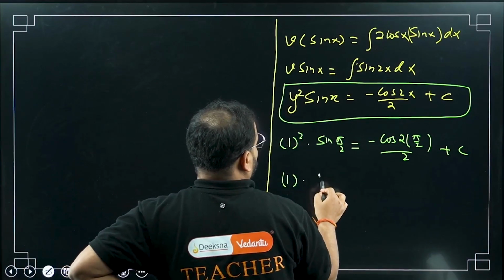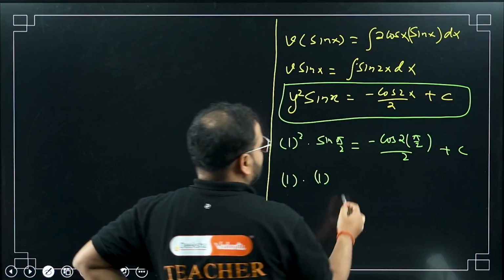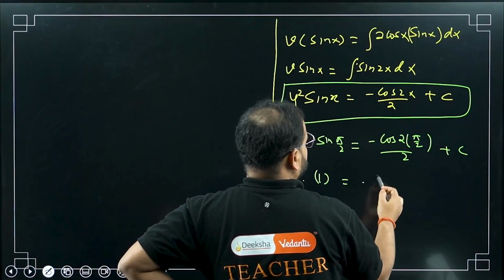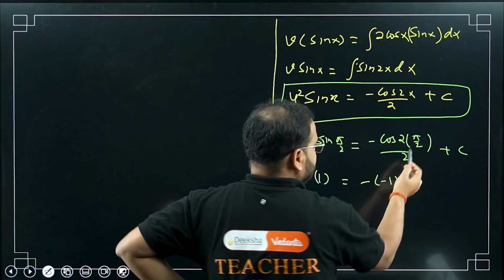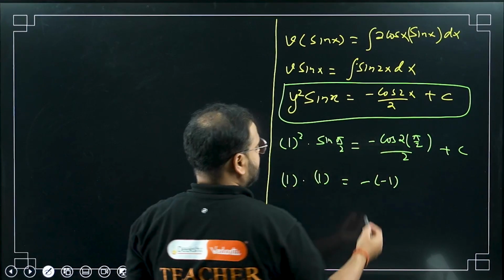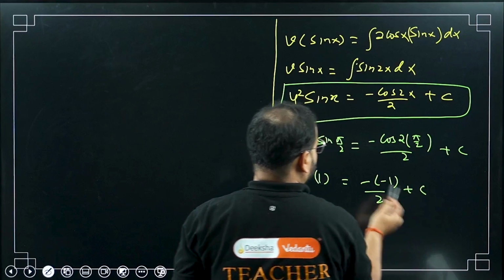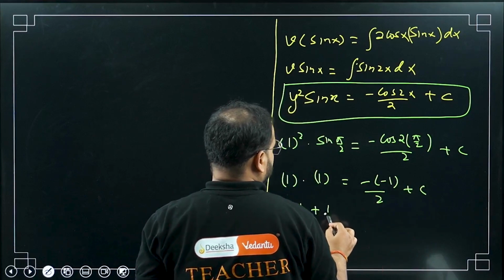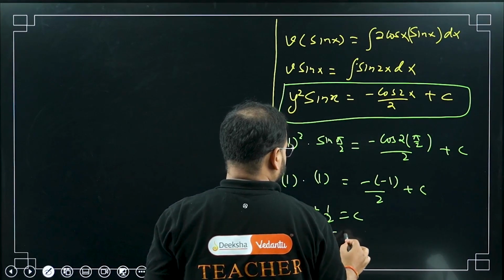This is going to be again 1. And how much is that? This is going to be minus of minus 1. 2 into pi by 2 is pi, and cos pi is minus 1. Bring it over here. So 1 plus 1 by 2. What is the c value? 3 by 2.